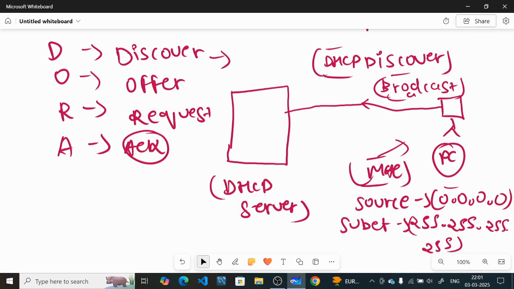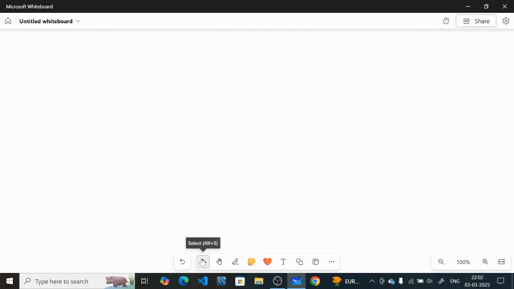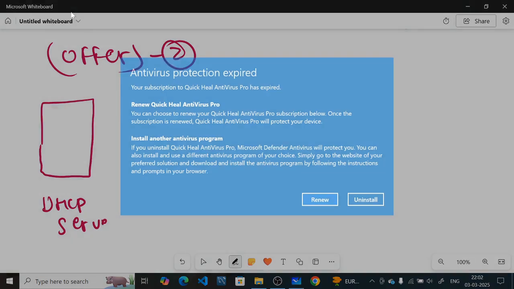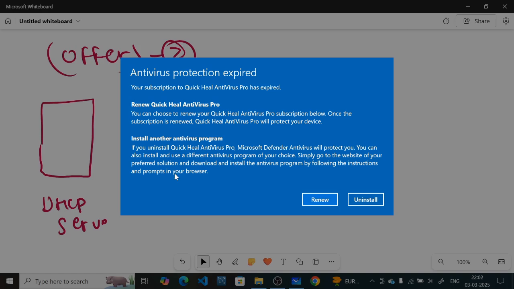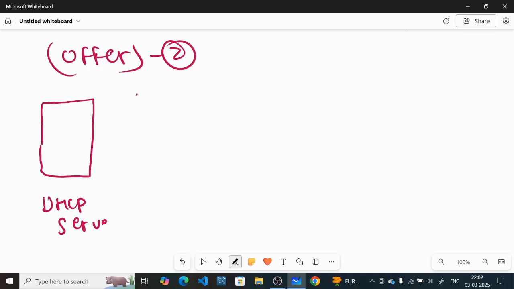What is the offer packet? What does offer stand for? So let's discuss offer. That is the second step. This is the DHCP server. That is my client machine PC.